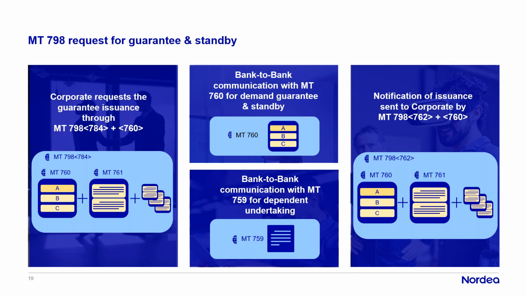One new thing regarding this MT798 is that the request for issuance format, the MT798 subtype 784, can also be used to request a draft from a bank. Nordea will support this from the go live date. So if you're using MT798, you can send us draft requests if you want. However, you will need to know all the guarantee details at that point, such as amounts and expiry dates.